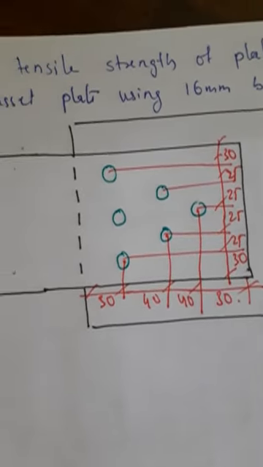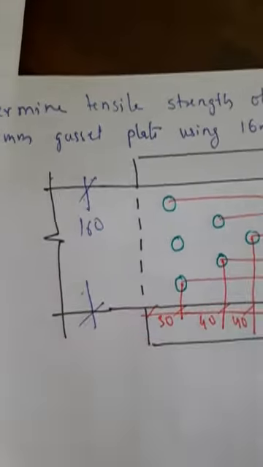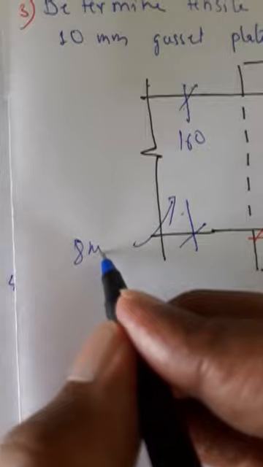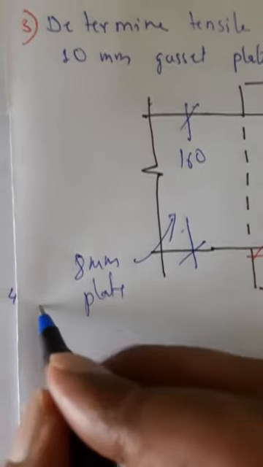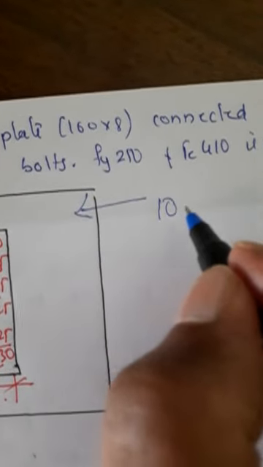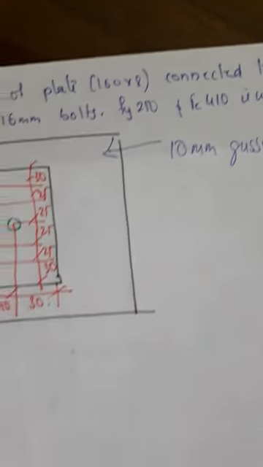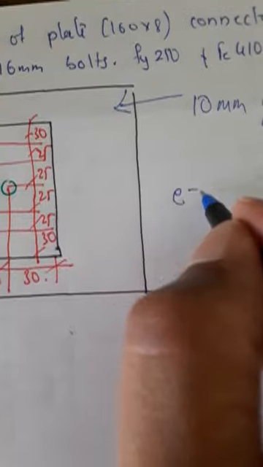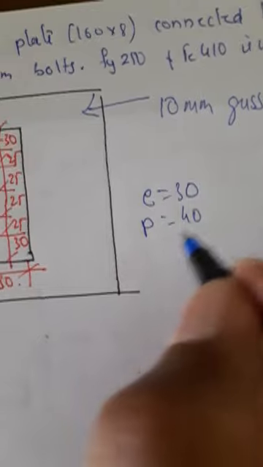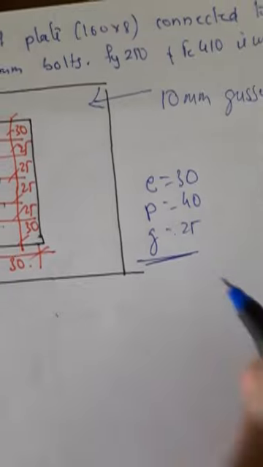Now here the width of the plate is given. So this width is 160. Now it is said that the plate is 8 mm, so this is the 8 mm tension plate, and this is the gusset plate, and the gusset plate thickness is given as 10 mm. Here edge distance E is 30 mm, pitch distance P is 40, and the gauge distance G is 25. Write down all these values.